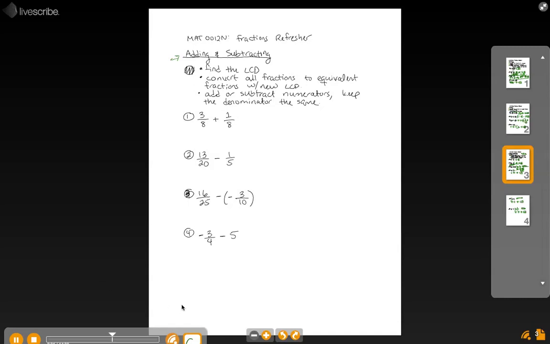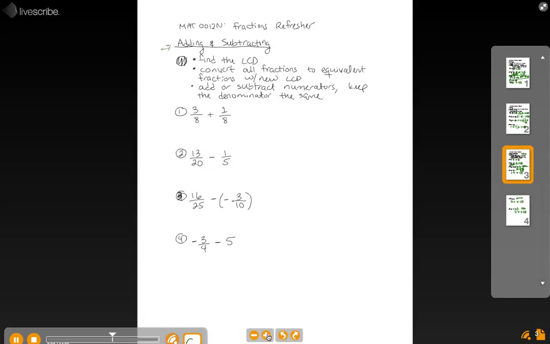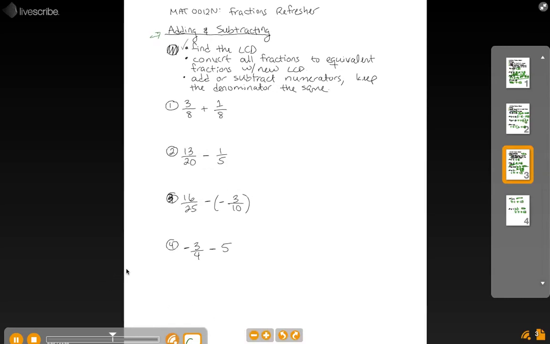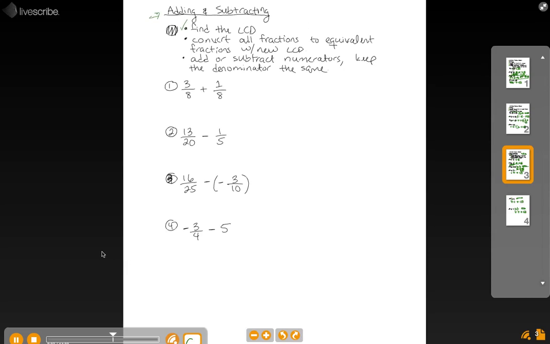It's a bit trickier. So the first thing you're going to do is find the lowest common denominator. The lowest common denominator is necessary because both fractions need to have the same denominator. Then we're going to convert all fractions to new fractions using the new LCD. Then we're going to add or subtract the numerators and keep the denominator the same.